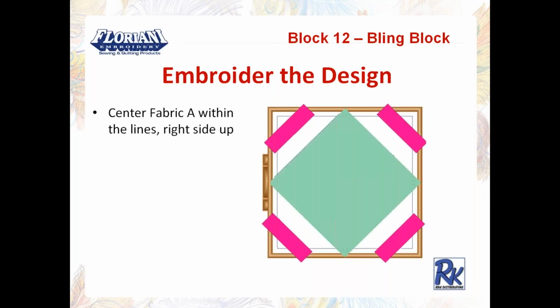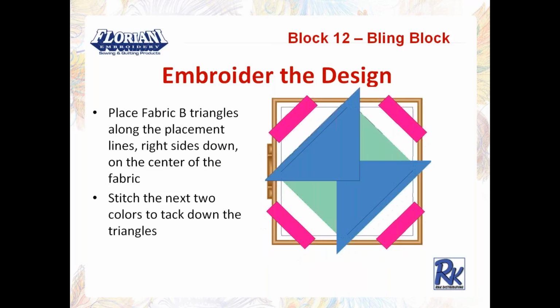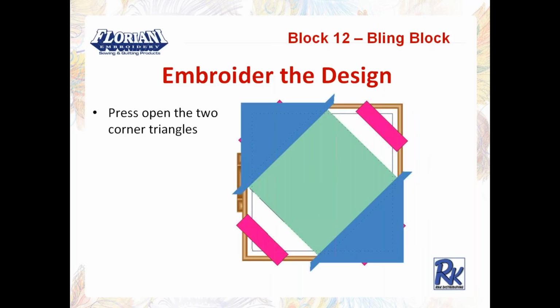Then you want to stitch out the next color, which will be the placement lines for our fabric pieces. Then you want to center your fabric A piece within the lines, right side up. And next you want to put your fabric B triangles along the placement lines, right sides down, centered on the fabric as you see here. And go ahead and stitch out the next 2 colors, which will tack these triangles down. Then you want to press open these 2 corner triangles.